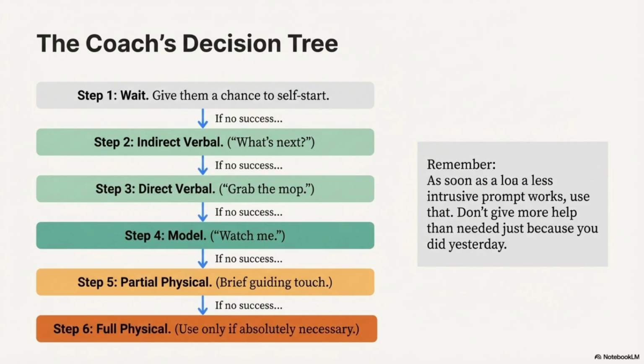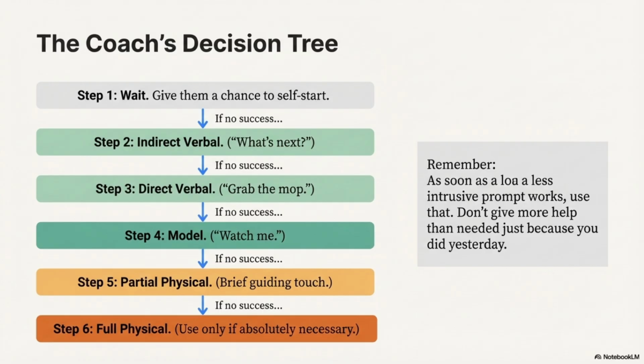So how do you choose which prompt to use? Here's the decision process. Step 1: always start with the least intrusive prompt. Try no prompt first. Wait. Give them a chance to figure it out on their own. Step 2: if no prompt doesn't work, try indirect verbal. "What's next?" Or "What should you be doing now?"